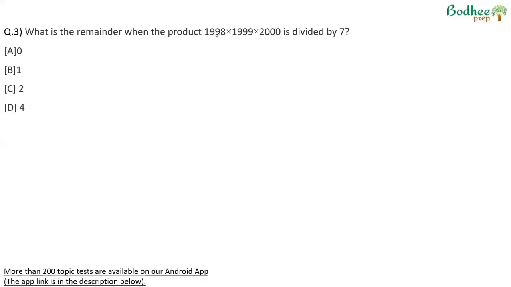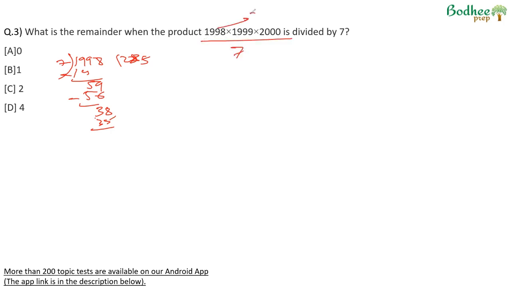What is the remainder when the product 1998, 1999, 2000 is divided by 7? Now 1998 divided by 7: 7 2s are 14, 5, 9, 7 8s are 56, 3 8, 5s are 35. So when divided by 7, this leaves a remainder of 3.